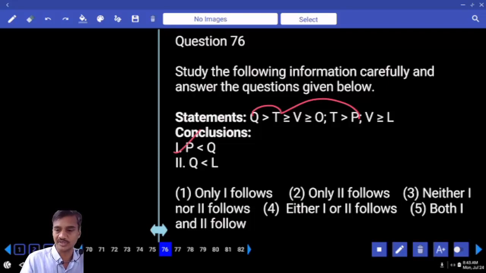The next one, Q and L. Now between Q and L, Q greater than V, V greater than or equals to L. That means Q greater than L is true, lesser than L is false. Hence only one follows, that is choice 1, question number 76.